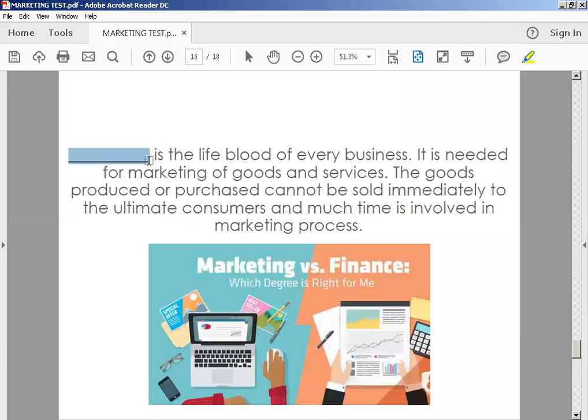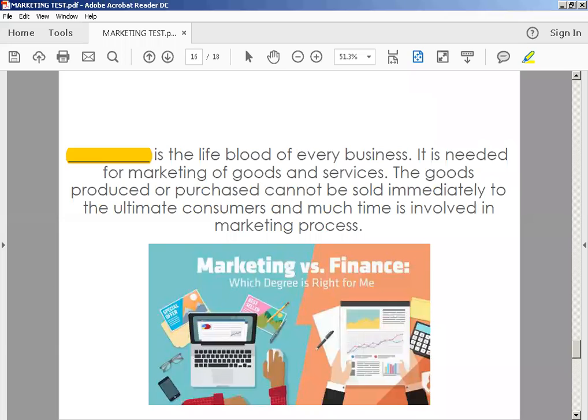Dash is the lifeblood of every business. It is needed for marketing of goods and services. The goods produced or purchased cannot be sold immediately to the ultimate consumers, and much time is involved in the marketing process. You have to write down the answer over here. The correct answer should be here, which is your yellow line. Hope it is very much easier for you to memorize yesterday's lecture and to grasp all the content of the marketing.